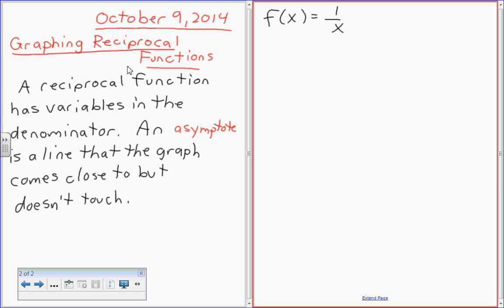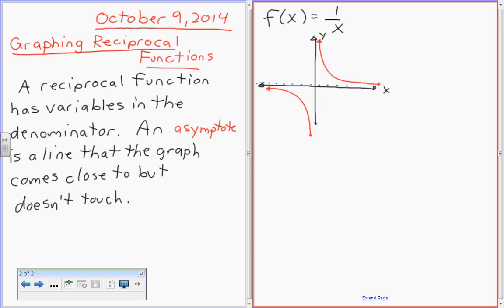There's f of x equals 1 over x. I'll show you what an asymptote is, what it looks like. So here's the graph right here of 1 over x. If you remember, we did this earlier in the year. There's my x, there's my y. 1 over x is going to look something like this. Okay, so an asymptote is a dotted line that the graph comes close to and doesn't touch.